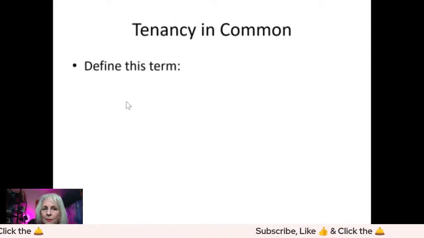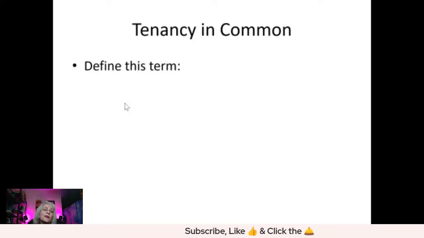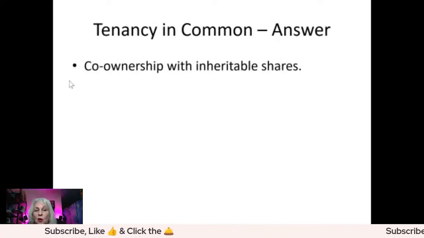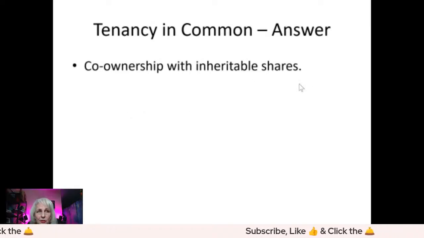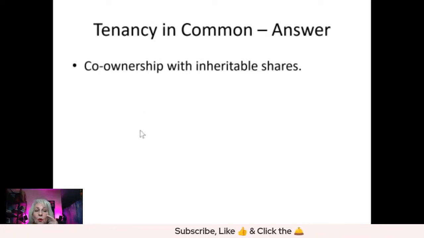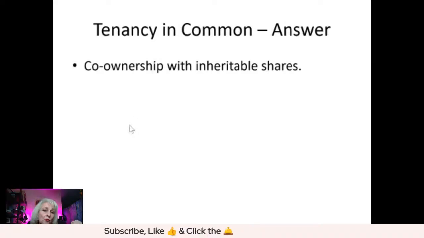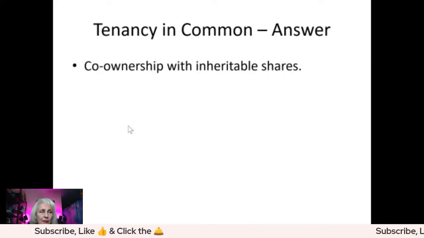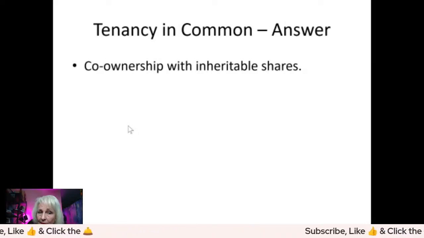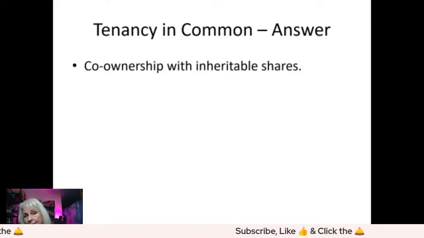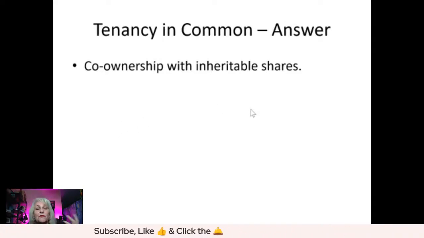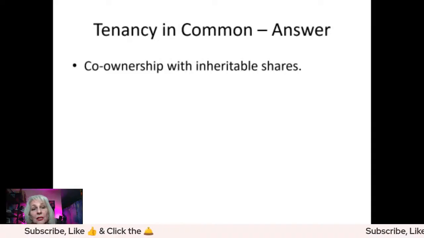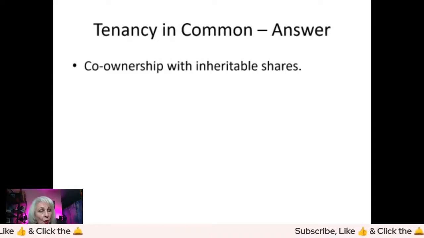Tenancy in common. This is one of the 4 different types of ownership for property. It's co-ownership with inheritable shares. So it's 2 or more individuals that own the property together. It doesn't mean they bought it at the same time or owned it at the same time, and it doesn't have survivorship. That falls under a different type of ownership.